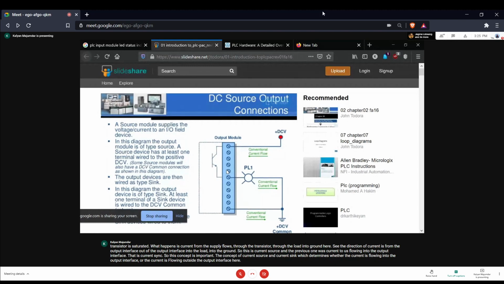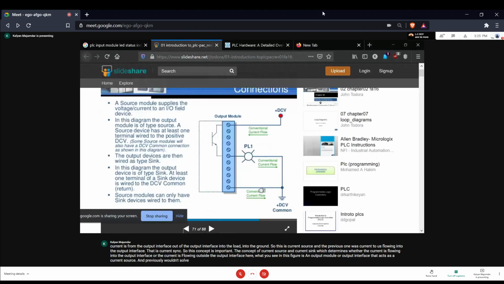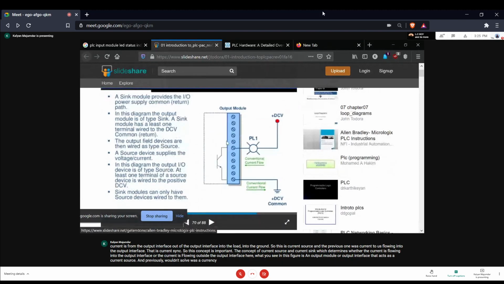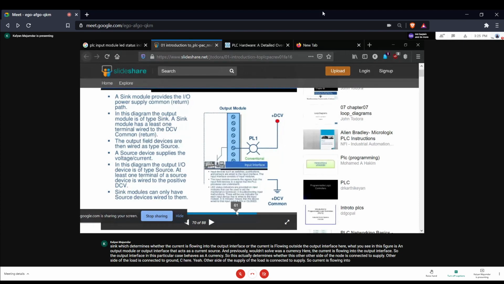Here, what you see in this figure is an output module or output interface that acts as a current source. And previously, what you saw was a current sink. Here, the current is flowing into the output interface. So the output interface in this particular case behaves as a current sink. So this actually determines whether the other side of the load is connected to supply or connected to ground. See here, the other side of the load is connected to supply. So current is flowing into the output interface. The current is sinking into it.